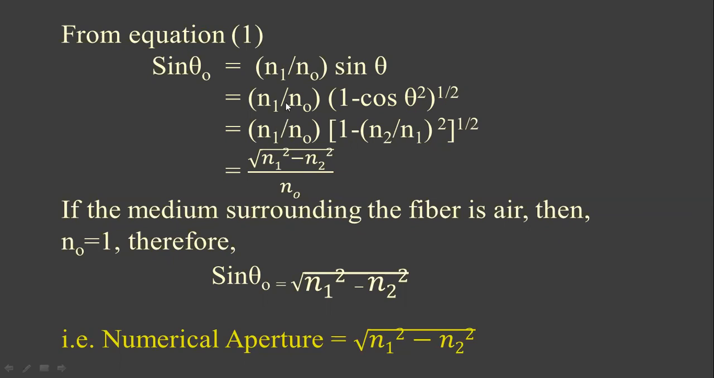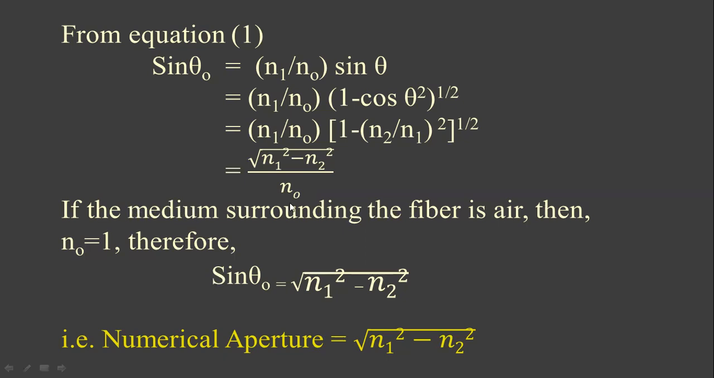So this is equal to n1 by n naught into square root of 1 minus n2 by n1 whole square. That means I have substituted the value of cos theta from equation 2. From equation 2, cos theta is equal to n2 by n1. So that is substituted here, and this root is there. Simplify this part of the equation, and you will get this as square root of n1 square minus n2 square divided by n naught.